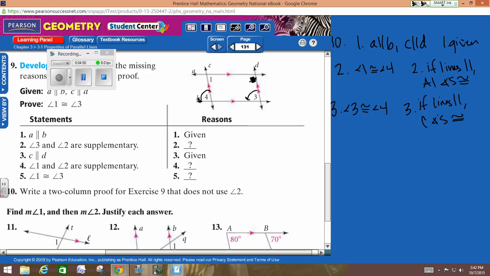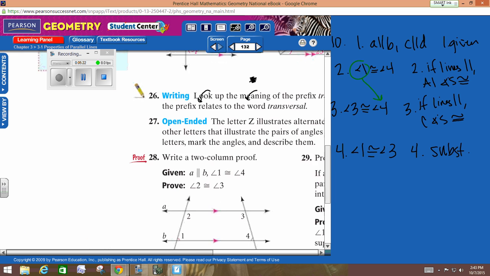Well, if 1 is congruent to 4 and 4 is congruent to 3, what can you say about 1 and 3? They'd have to be congruent. What's our reason for it, though? Good. Since 1 is congruent to 4, we can substitute 1 in for 4, and we get 1 congruent to 3. We're good with 10? Mm-hmm. All right, to 28 then.